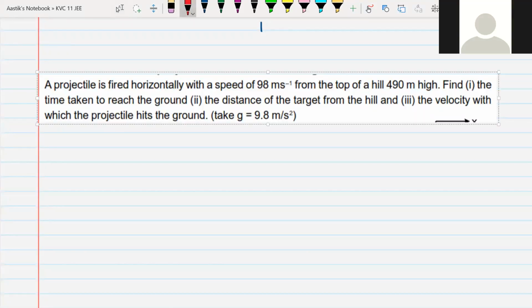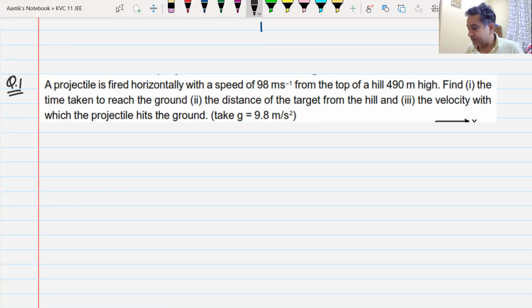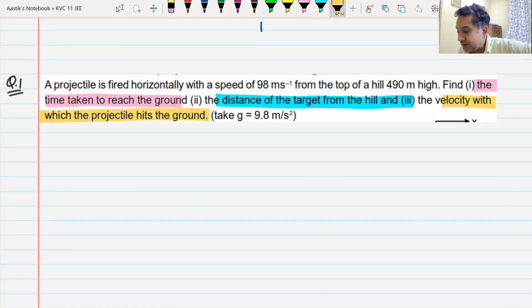Then comes this question. A projectile is fired horizontally with a speed of 98 meters per second from the top of a hill, 490 meters high. Find number 1, time taken to strike the ground. Number 2, distance of the target from the hill. That means where it falls, you have to find the horizontal range. Number 3, the velocity with which the particle hits the ground. g has to be taken as 9.8 meter per second square. I'll give you 2 minutes to solve this.